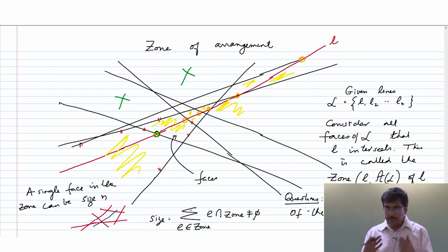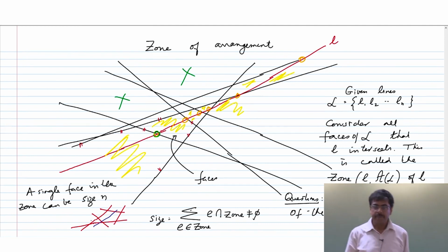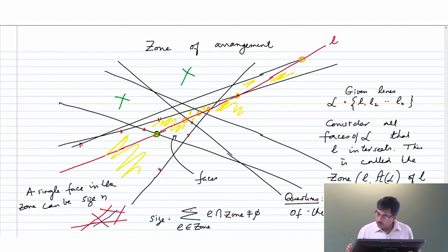But let me give you a surprise: the size of the zone turns out to be order n, it is linear. That proof I will not be able to give now, maybe I will do it in the afternoon tutorial session. I will give you a proof of that. So, this is where I will end the theorem.